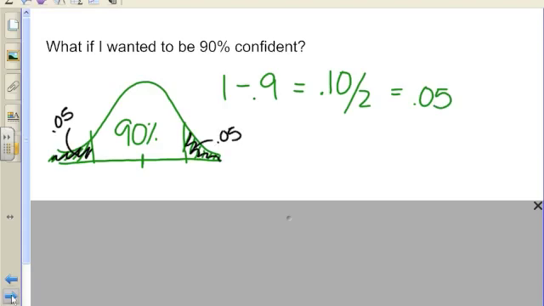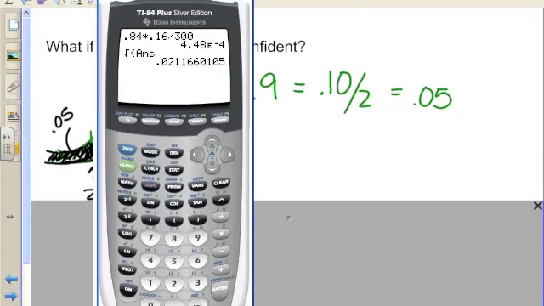Now you may or may not recall there's something cool on your calculator that if you tell it the percentile, the percent that's in this left-hand piece, it will actually give you the z-score. That was our inverse normal function. So let's go ahead and take a look at that.